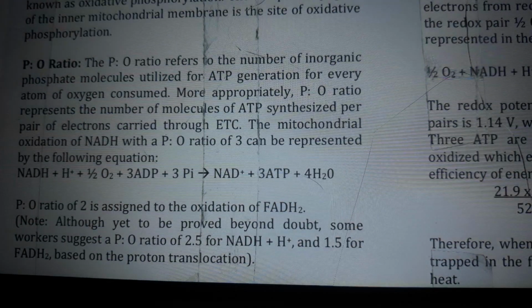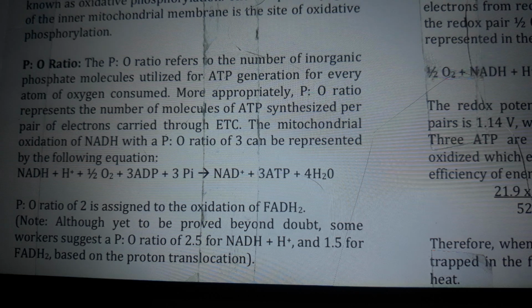The P/O ratio, the phosphorus to oxygen ratio, refers to the number of inorganic phosphate molecules utilized for ATP generation for every atom of oxygen consumed. More appropriately, the P/O ratio represents the number of molecules of ATP synthesized per pair of electrons carried through the ETC.